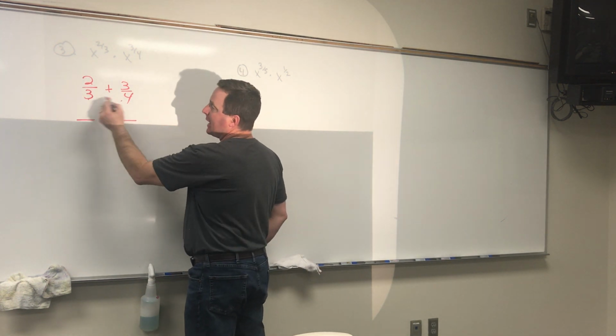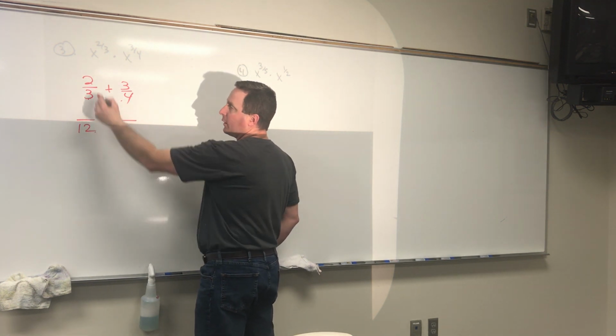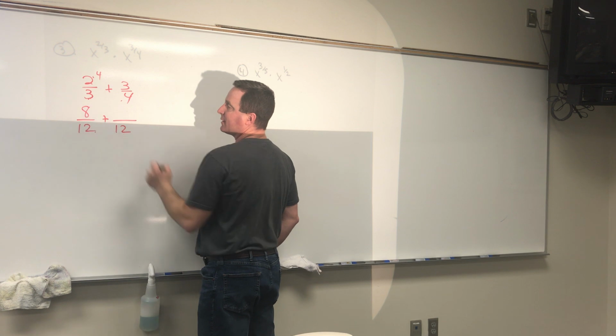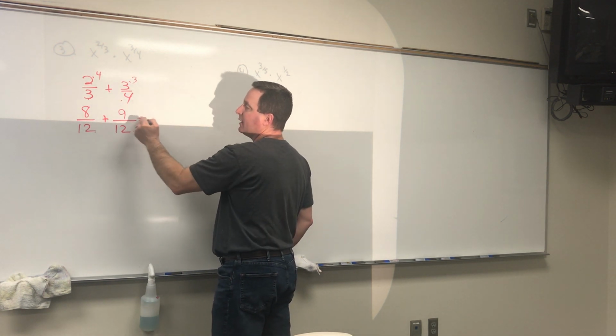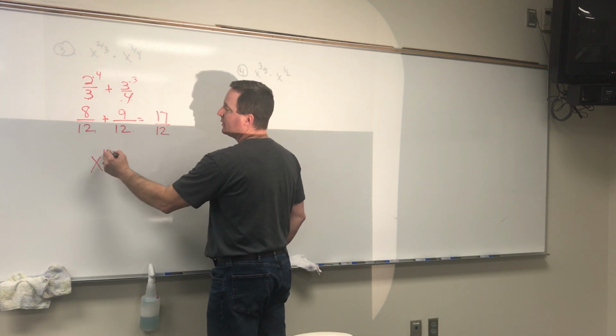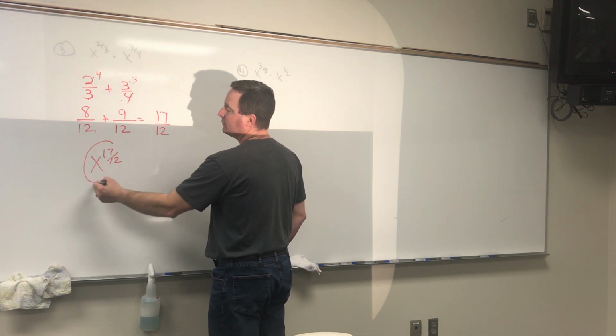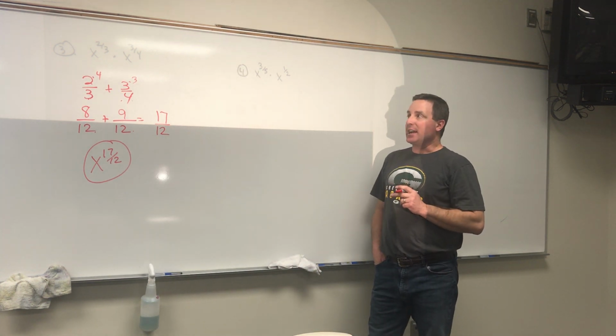We need to find a common denominator. The common denominator of 3 and 4 is 12. 3 times 4 is 12, so 2 times 4 is 8. 4 times 3 is 12, 3 times 3 is 9. And if I add them together, I get 17/12. So I get x to the 17/12. But the key there is we add the exponents together.